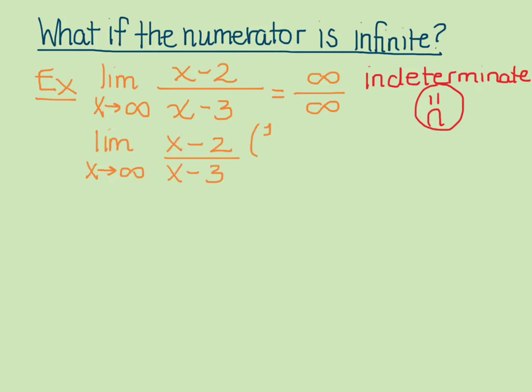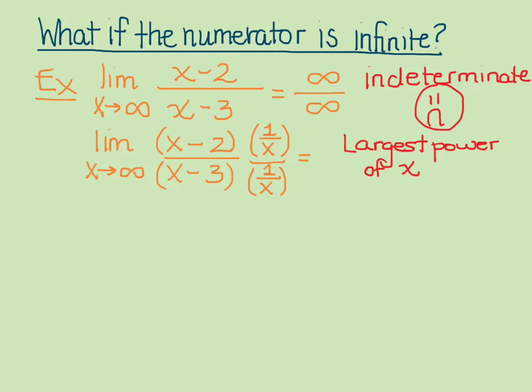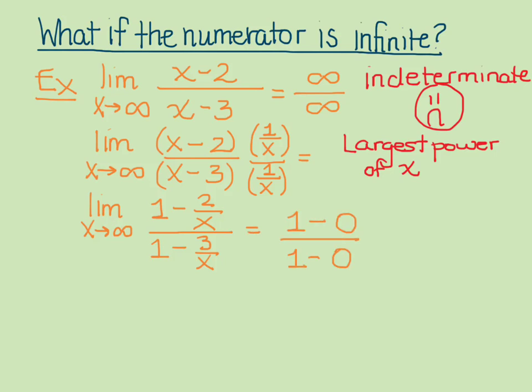The technique that we're going to use is to divide by the largest power of x that we see in the top or the bottom. In this case, the largest power of x that we see is an x to the 1. So I'm going to divide both the top and the bottom by x. This gives me the limit as x goes to infinity of 1 minus 2 over x over 1 minus 3 over x. Now we can just take the limit piece by piece. We'll have 1 minus 0 over 1 minus 0, which ends up being 1. And we're finished.